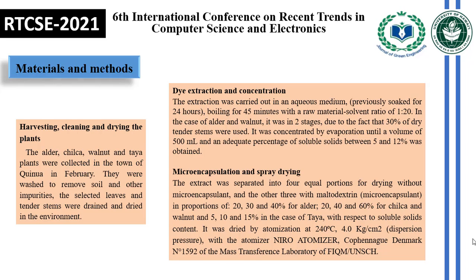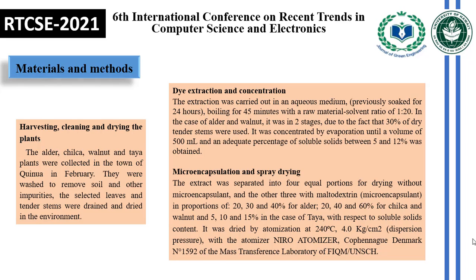Dye extraction and concentration. The extraction was carried out in an aqueous medium, boiling for 45 minutes with a raw material to solvent ratio of 1:20. In the case of alder and walnut, it was done in 2 stages, because 30% of dry tender stems were used. It was concentrated by evaporation until a volume of 500 milliliters, and the adequate percentage of soluble solids, between 5 and 12%, was obtained.